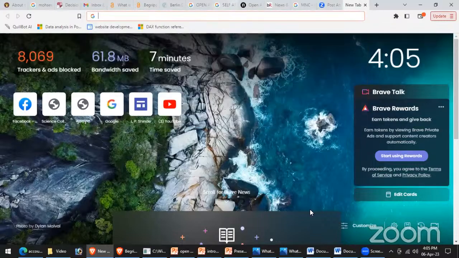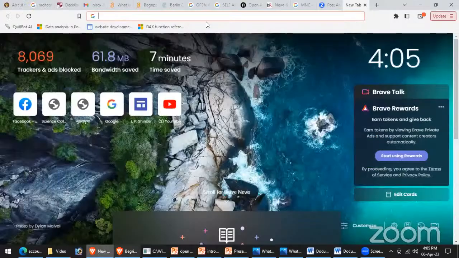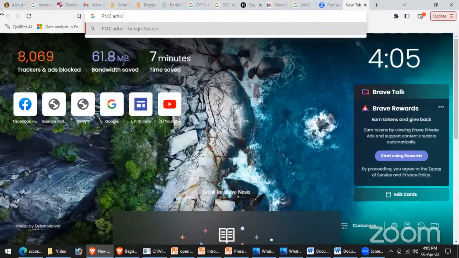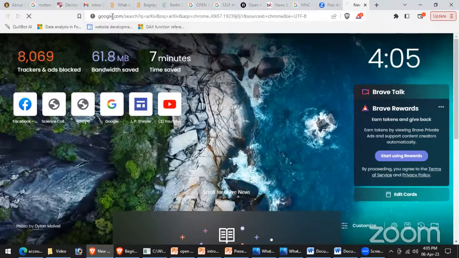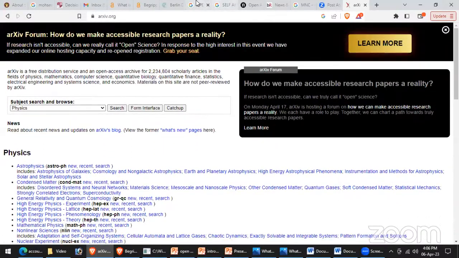Another one is another journal. PMC and archive. See, a preprint, every time it will be preprint. It is for mathematics, physics, theoretical papers. This is for maths, computer science, all this. In the chat, you can check it out. This is a repository preprint.